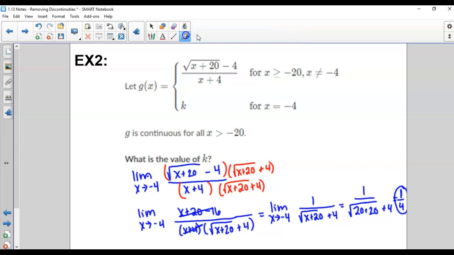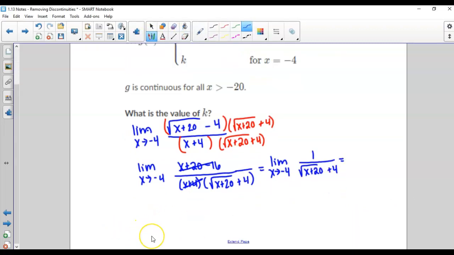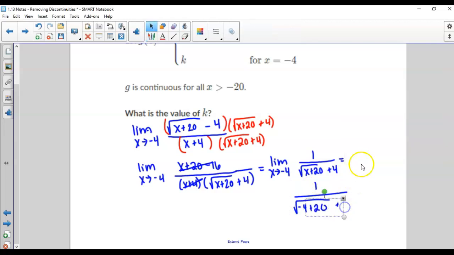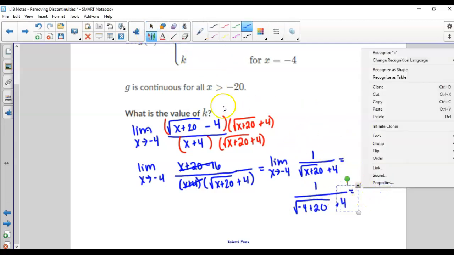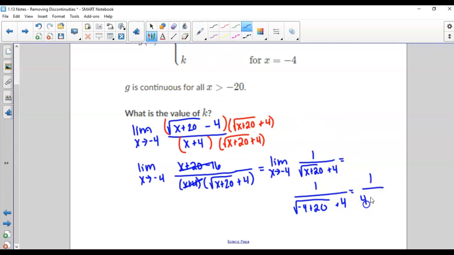I don't know why I plugged in 20. I think I was looking at this right here. Don't plug in 20. Plug in negative 4. You're going to get a different answer. So do this instead: negative 4 plus 20 plus 4 will give you 1 over the square root of 16 plus 4, which is 1 over 4 plus 4, which will give you 1/8 there, and that looks better. Thank you, Hannah. All right, questions?